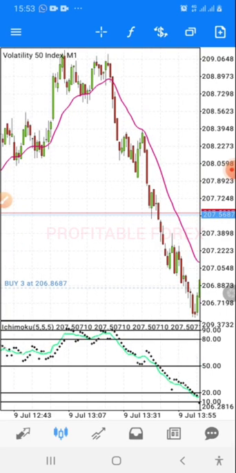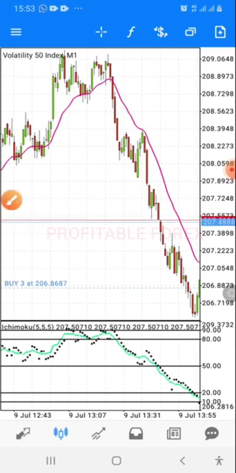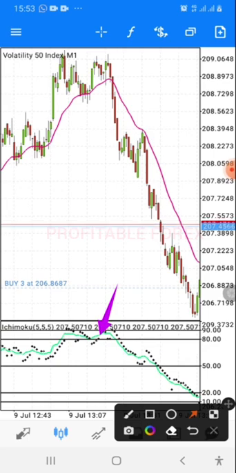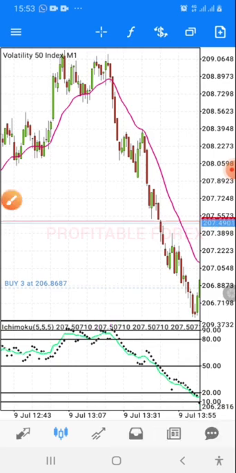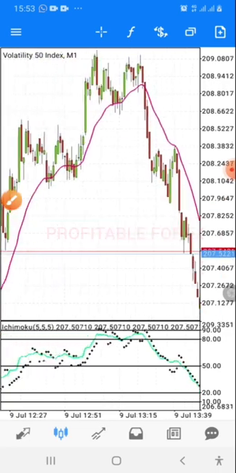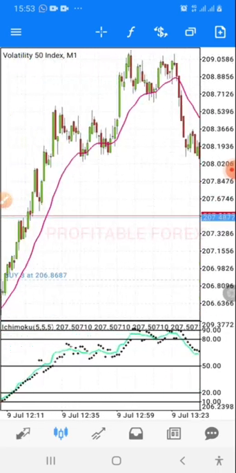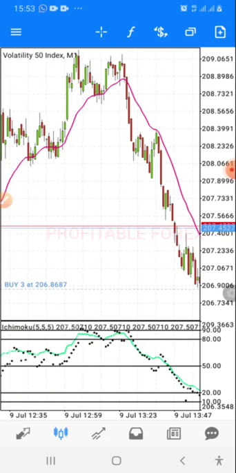Okay, so let me give you a tip. When you're checking for a signal, when you move your screen, like we have the signal over here, when I move my screen, it's not going to move. Let me show you what I mean. You see, it's still at the overbought region. Can you see that? That is a short signal.